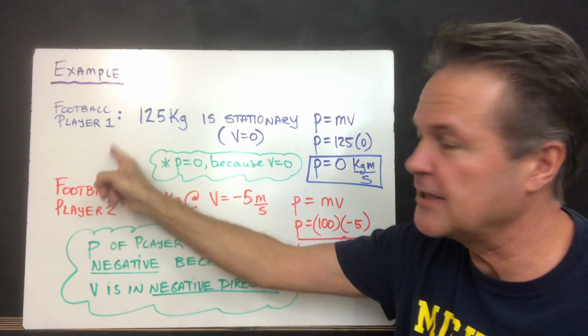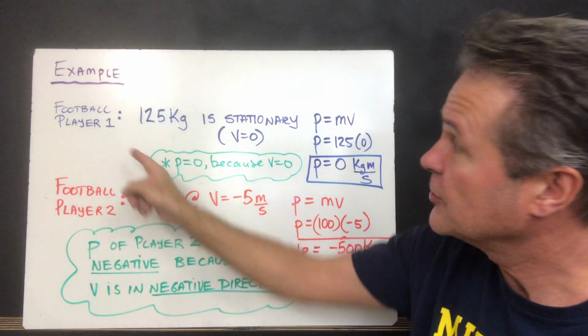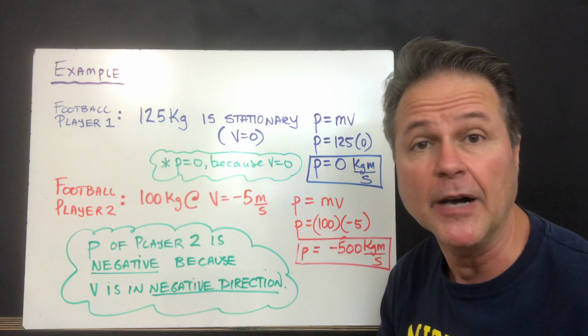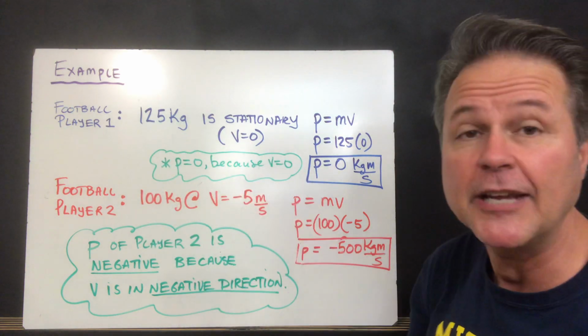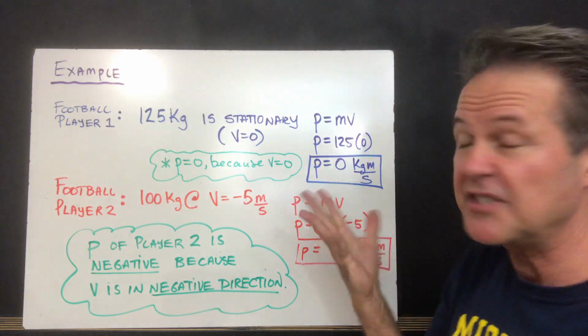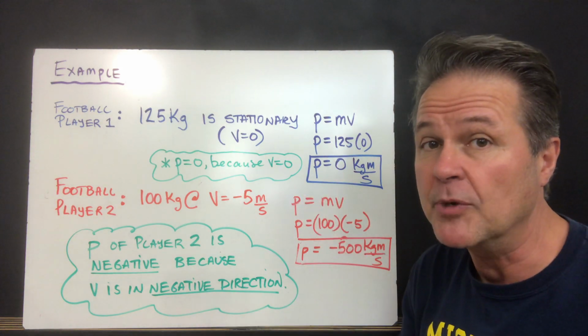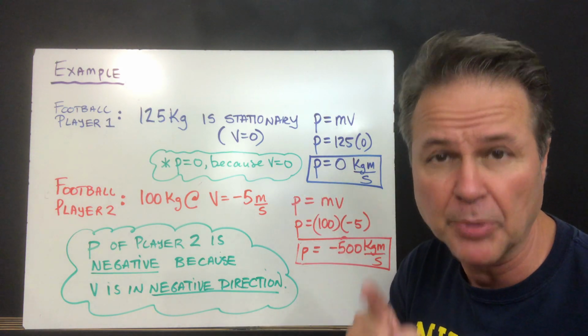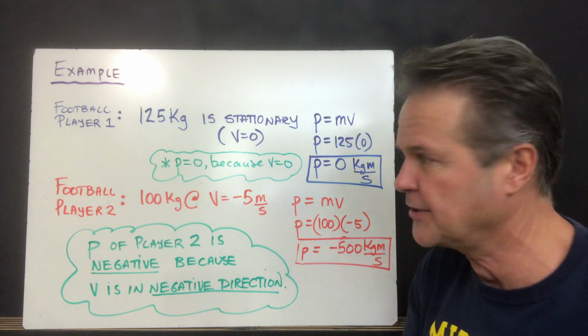So another example, let's compare two football players. Football player 1 has a mass of 125 kilograms and he's stationary. So his momentum is 0. There's no momentum because he's not moving. Remember, momentum depends on the product of mass times velocity.